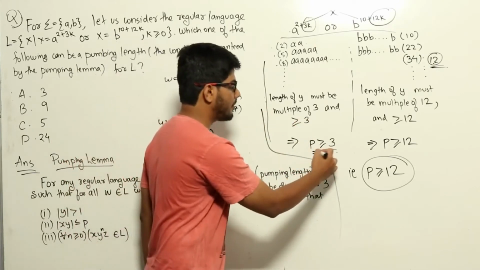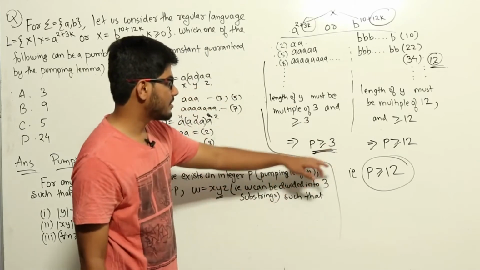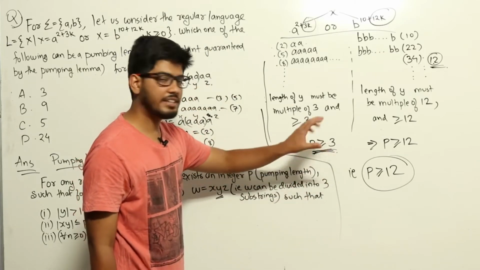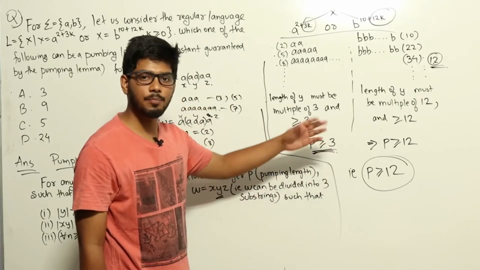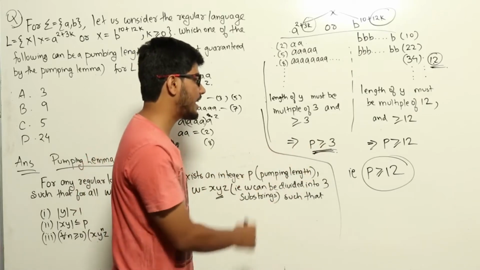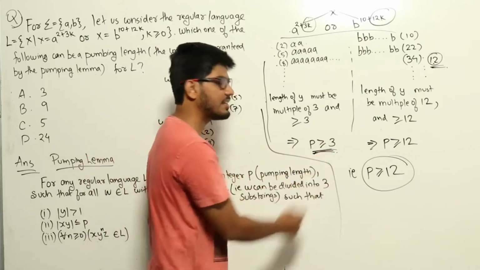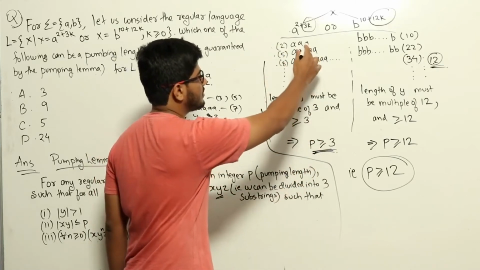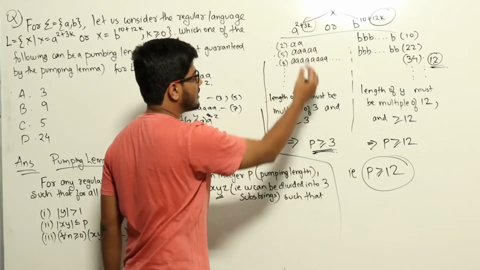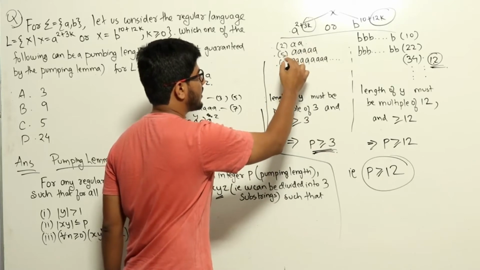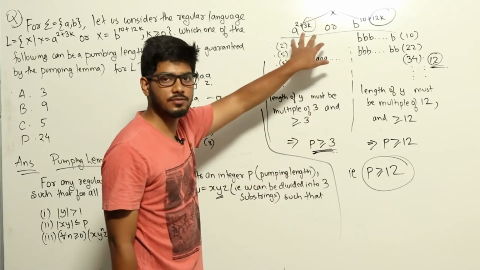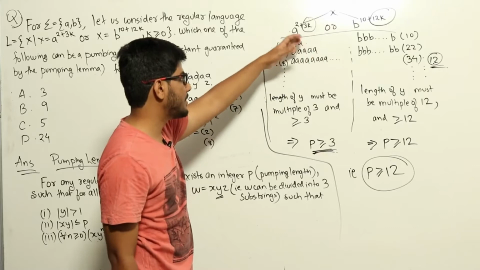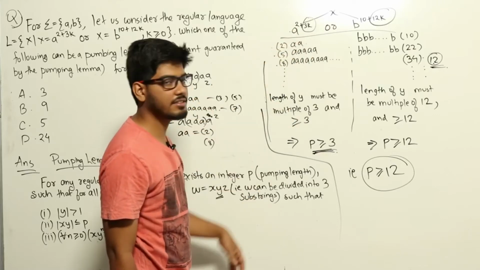So the pumping length had to be greater than or equal to 3, which means in order to take a string from this language such that we can pump it to produce other strings in the language, that string should have a length of at least 3. Now if you look at the strings in the language, there is no string of length 3. The only string having length greater than 3 is a string of length 5. So this will be the first string which we can choose, and we can pump it such that we can produce strings in the language.